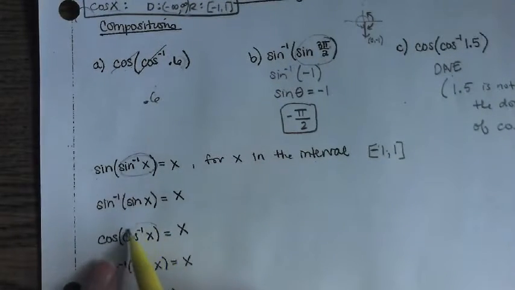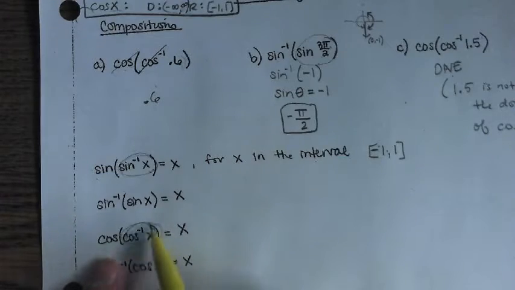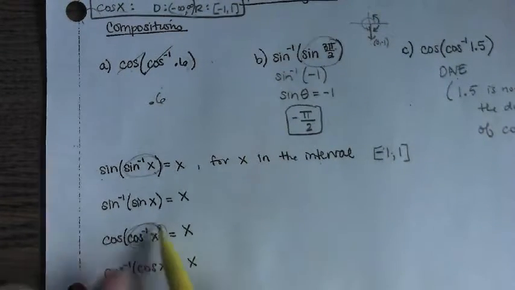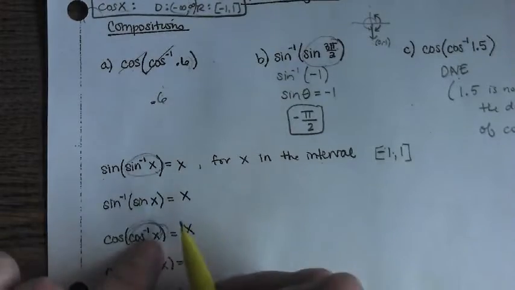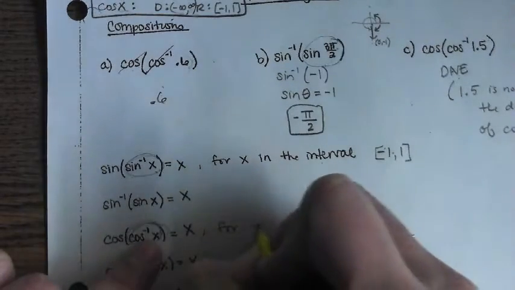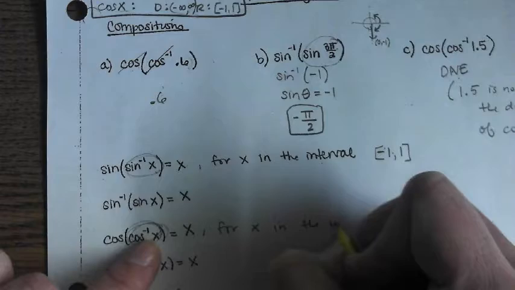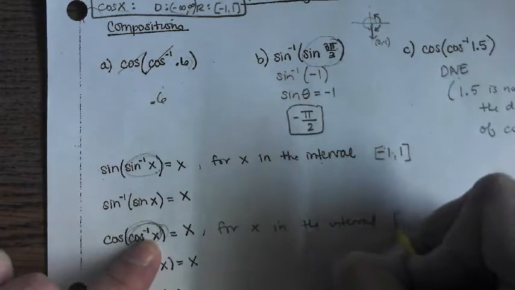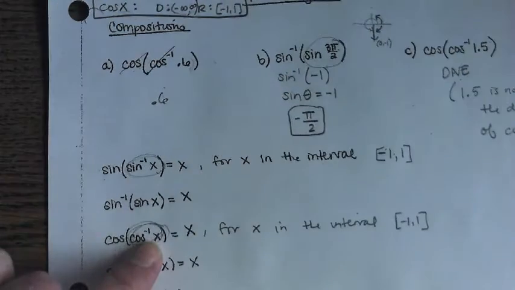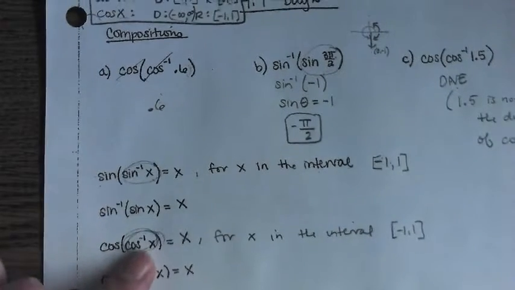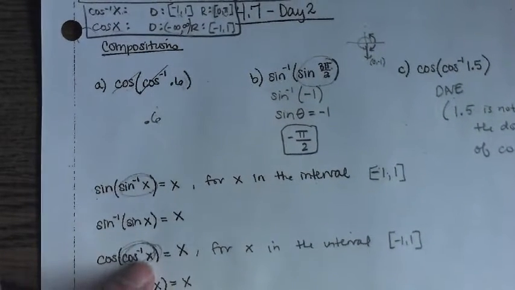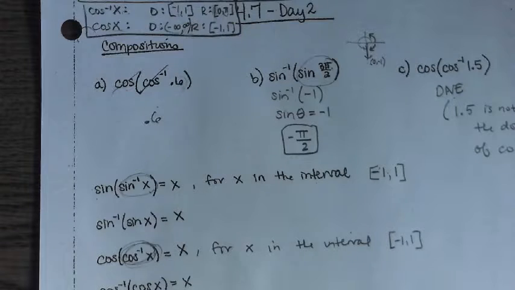I'm going to jump down to the third one because I want to address all the ones that have the inverse cosine on the middle or on the inside. This is going to be the same for x's in the interval -1 to 1. Because for inverse cosines, we can only take the inverse cosine of things that are between -1 and 1. So as long as that happens, those will appear to just cancel. The sine and the sine inverse, the cosine and the cosine inverse.